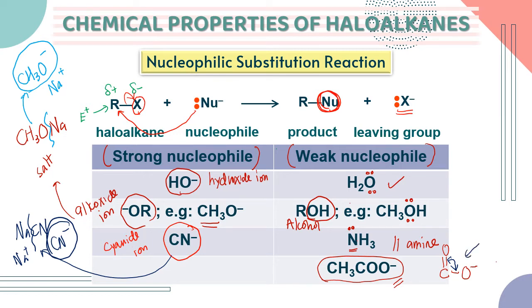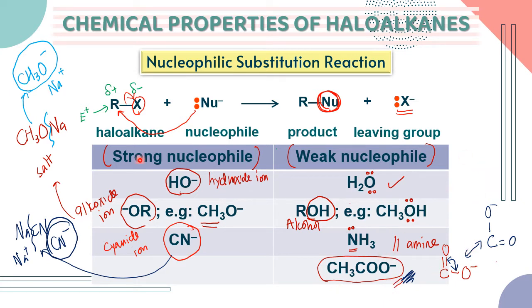So you will have a resonance structure over here. So CO minus double bond O. Due to the delocalization of the electrons between the two oxygens in this ion, the COO minus ion, that's why this one will be a weak nucleophile, because the lone pair of electrons is not readily being shared.